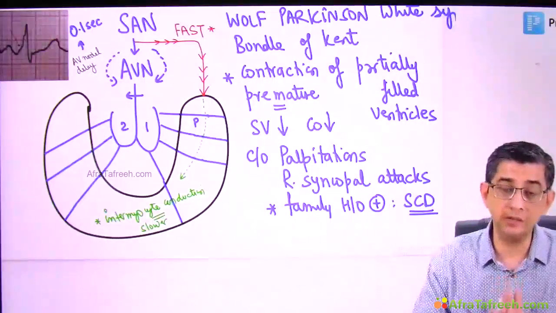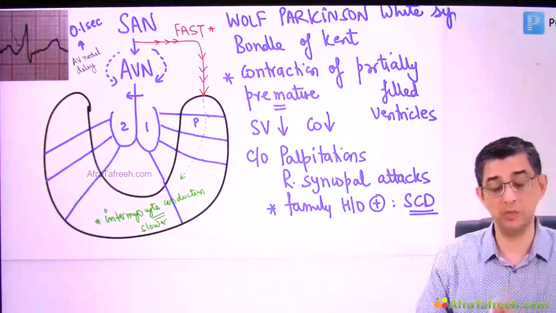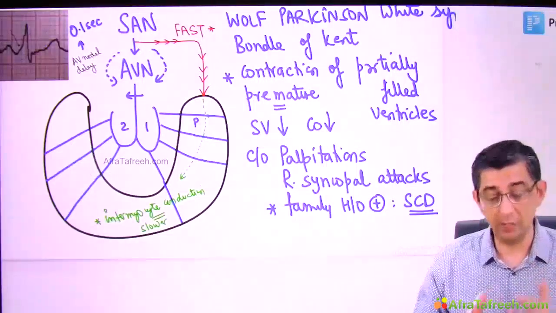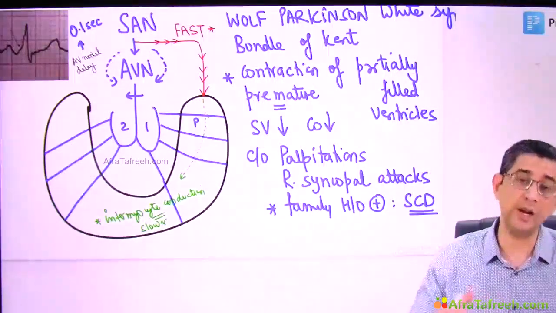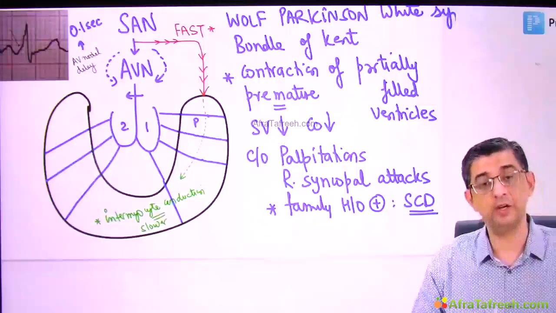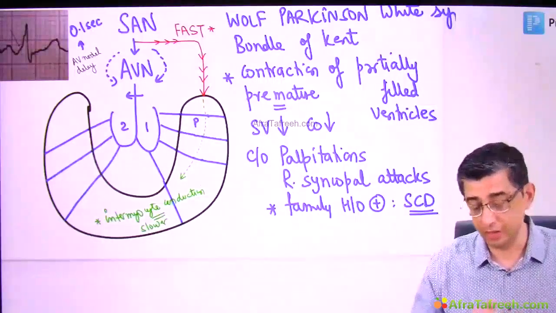I want to highlight this once again, guys, because most people say, sir, on one hand you are saying fast, on the other hand you are saying slow. So please appreciate the perspective. When I say bundle of Kent, it's going to cause an earlier activation of the ventricles, but when it comes to the ventricles per se, the current inside the ventricle muscle will be spreading relatively slower. So let's just make sense of this from the ECG perspective.